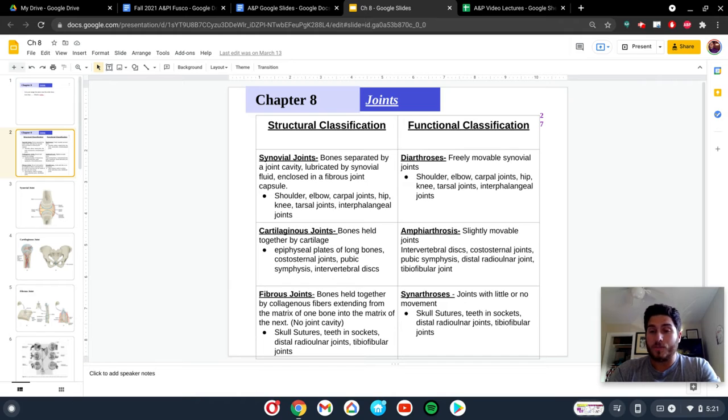Functional, same deal. So, let's start with the function first because we should talk about what the joints are actually going to do. What is their goal? How much do they want to move? And basically, where are we going to find them?